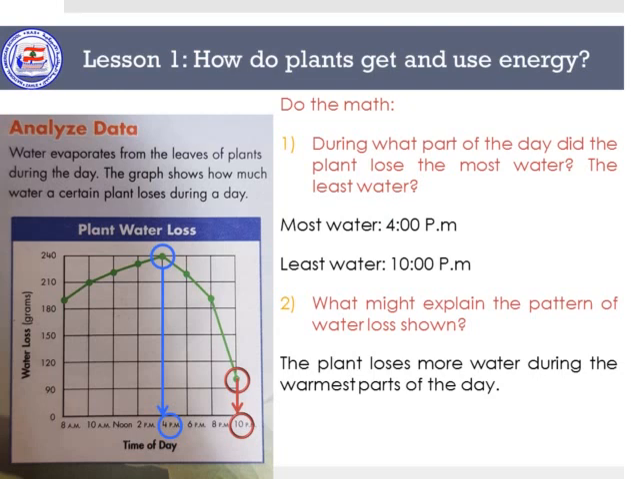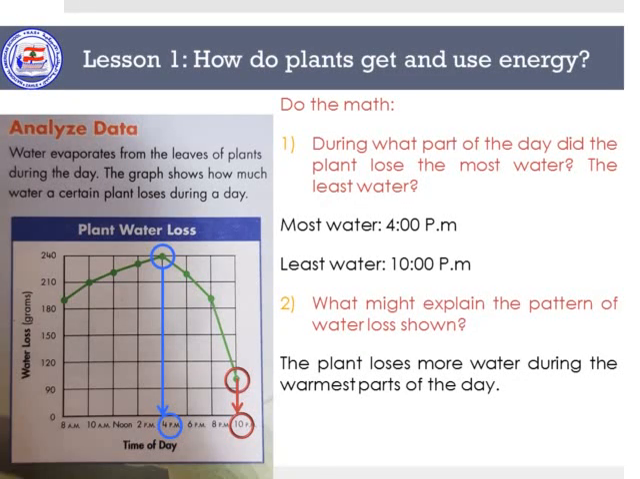As you can see circled in blue in front of you, this is the maximum. To read the time of the day, we go down from the maximum to reach the time, so we get 4 p.m. The second part of the question is the least water. The least means the minimum or the lowest point of the green curve. Circled in red in front of you is the minimum. We go down from this point to reach 10 p.m.